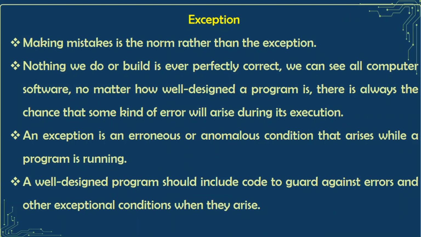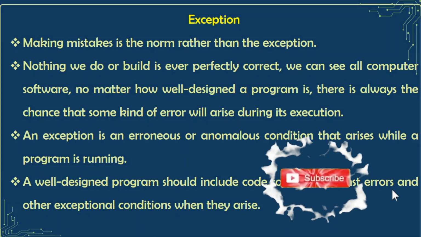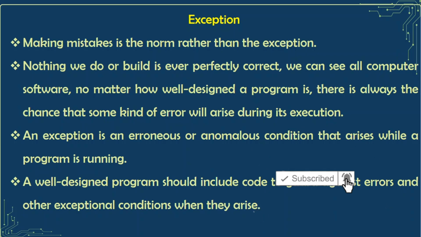Exception. Making mistakes is a norm rather than an exception, especially in programming. Nothing we do or build is ever perfectly correct, and in all computer software, no matter how well it is designed, there is always a chance that some kind of error will arise during its execution. An exception can be described as an erroneous or anomalous condition that arises while a program is running. So a well-designed program should include code to guard against errors and other exceptional conditions when they arise. That exception should be rationally managed.